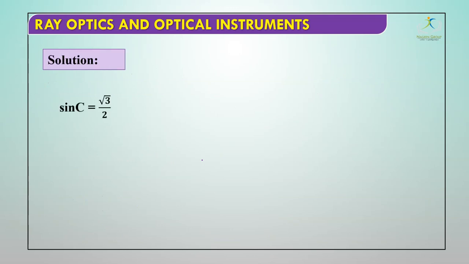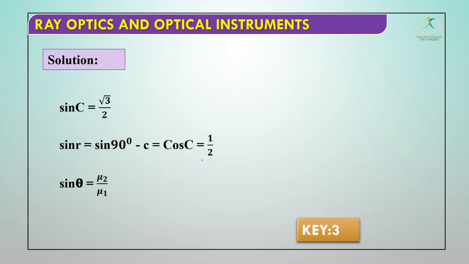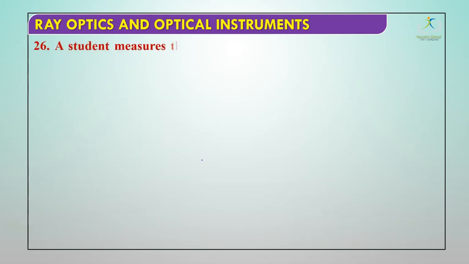Let's move with the solution part. Sin c is equal to root 3 by 2, sin r is equal to sin 90 minus c. So cos c we get as 1 by 2. So sin theta is equal to mu 2 by mu 1, which is option 3. I hope students you understand these questions.